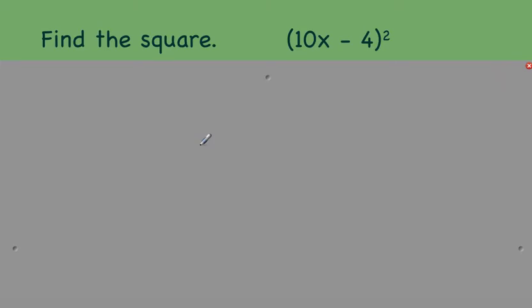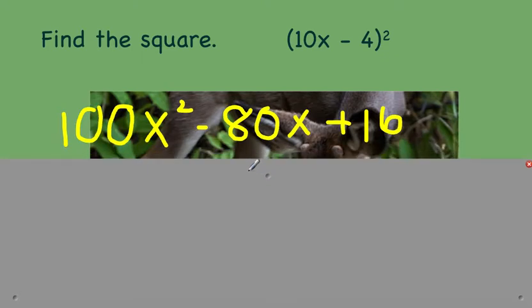Here's the next example. This is also a binomial being squared. So go ahead and try this one on your own as well. But we have 10x minus 4 being squared. So we know that it's not going to equal 100x squared plus 16, because that's not what we're doing, but we still have that middle term. So you can go ahead and recognize that it's that same trick.